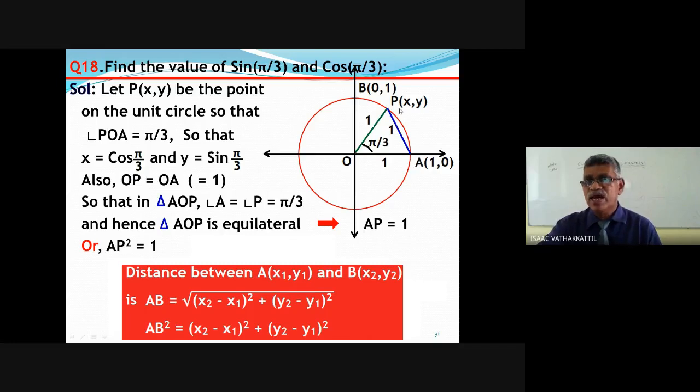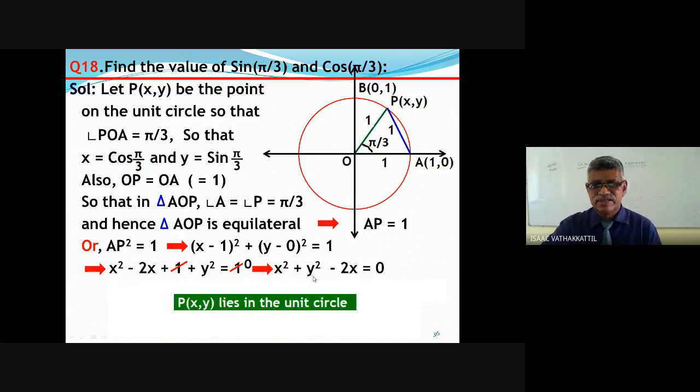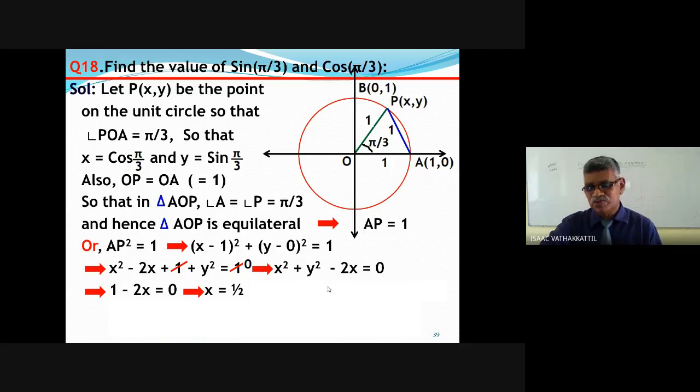AP squared will be (x minus 1) whole squared plus (y minus 0) whole squared, and that is equal to 1. On simplifying, (x minus 1) whole squared is x squared minus 2x plus 1, plus y squared equals 1. The 1 gets cancelled, the right side is 0. That is x squared minus 2x plus y squared equals 0, and P(x, y) lies on the unit circle, so x squared plus y squared equals 1. So this is 1 minus 2x equals 0. So what is x? 1 by 2.